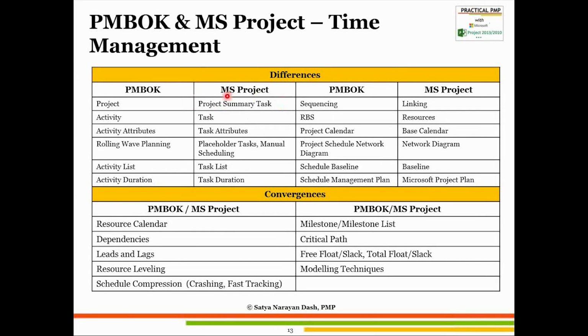In each module, you will know this, and here I am talking with respect to time management. Similarly, you will know with respect to scope management, cost management, human resource management, quality management, communication management, risk management, procurement management, and stakeholder management. Next, in time management, the PMBOK says activity. Activity comes in define activities, which is a process in time management. In MS Project it is called a task. Then there are activity attributes, which are an output of define activities. In MS Project they are called task attributes.